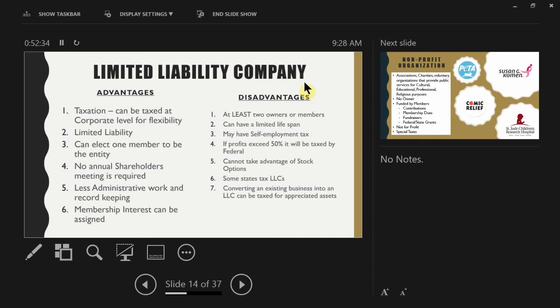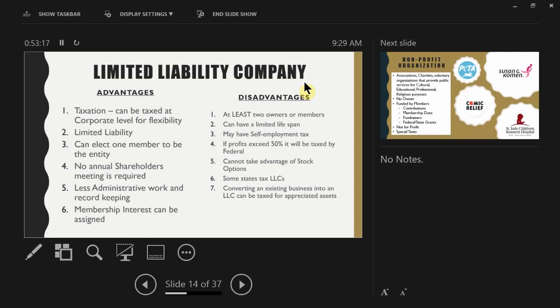Number 4 is if profits exceed 50%, it will be taxed. Okay, so again, remember, one of the disadvantages of being a corporation is that the government is involved. So if you establish yourself as a limited liability company, you are part corporation, right? So therefore, the government's hands are also involved. So here's a good little fun fact: if your company makes more than 50%, half of that money is going to get taxed. Okay.